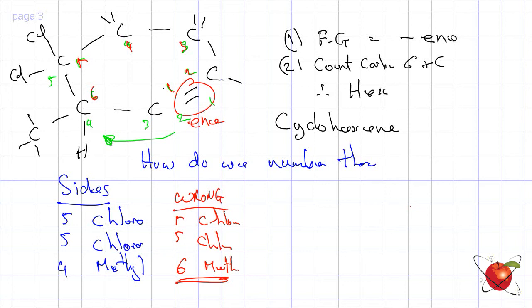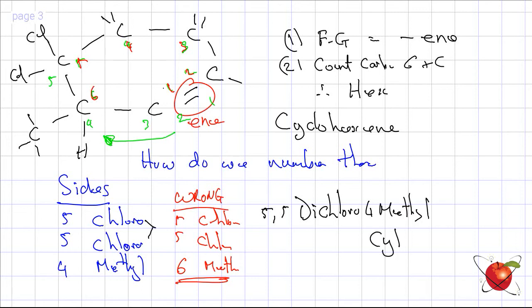So therefore we say it's a cyclohexene and we have sides. We always put the halides first. So it's going to be 5 and 5 dichloro, 4 methyl, cyclohexene. Have a look at that one. It's 5,5 dichloro. Hexene because we're on 5.